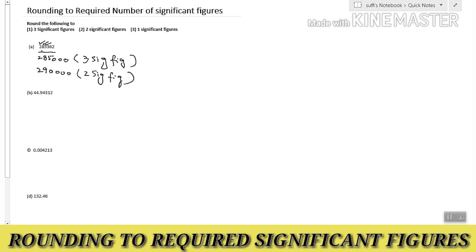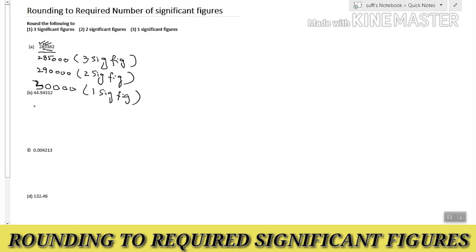To round off to 1 significant figure, the first significant figure is 2, so we have to ignore the others. So the next digit after 2 is 8, which is more than 5, so this 2 will become 3, and we will write all the others as 0. So we change it into 1 significant figure.